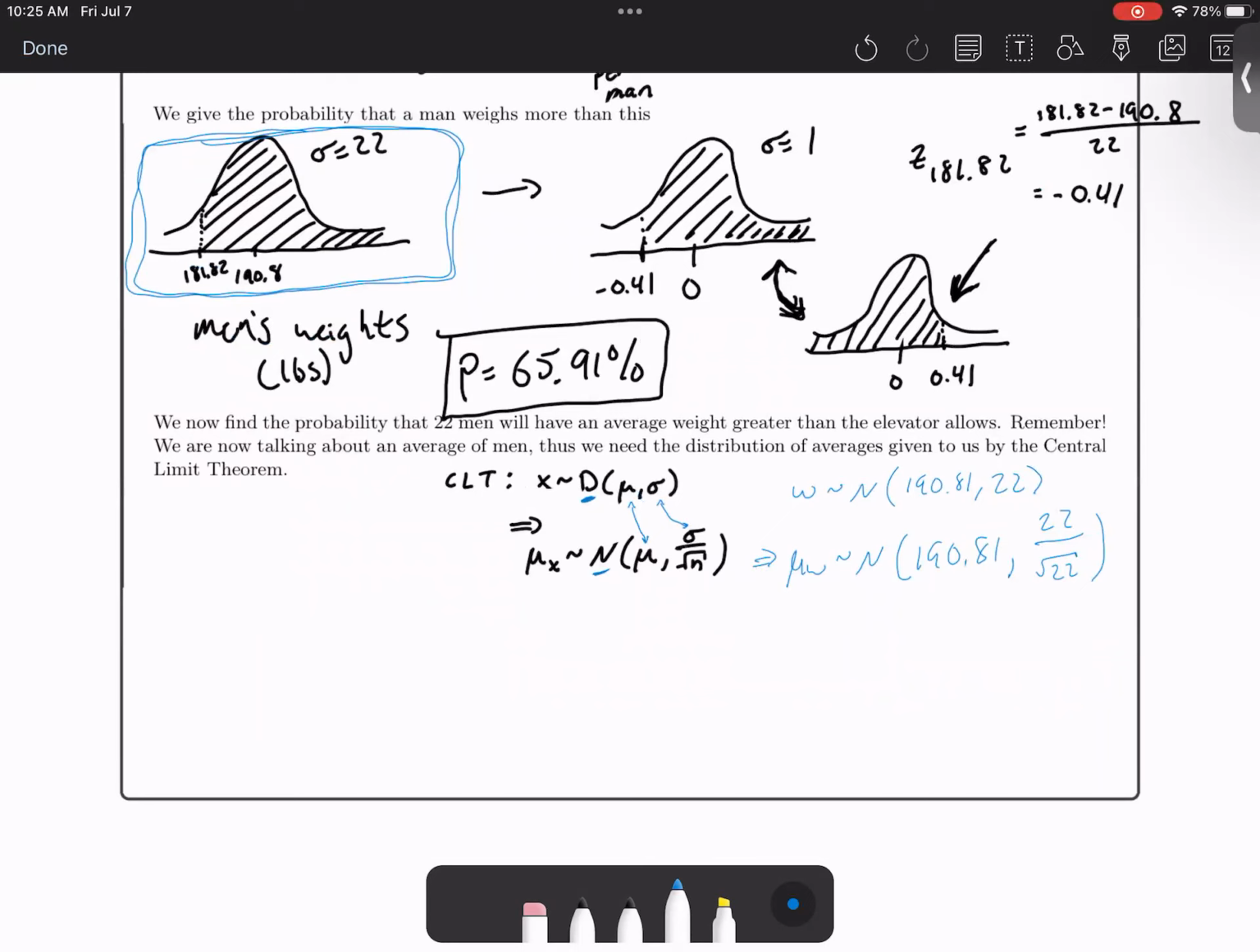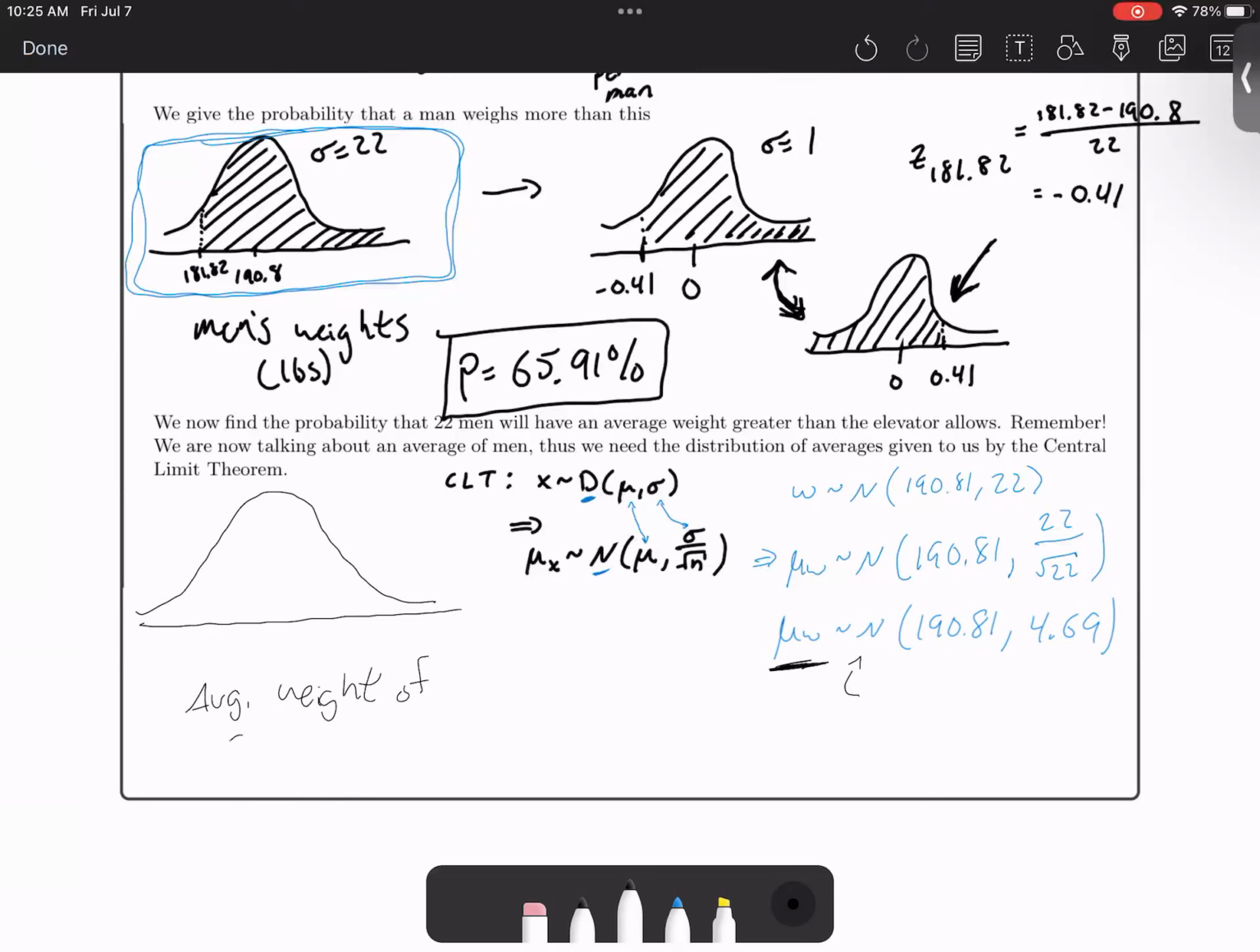So when we go through this, we see that the average weight of men is normally distributed with the same average as the original distribution, and now the standard deviation of the average weight of men is 4.69 after some rounding. Okay, so now that we know the average and the standard deviation, we can draw a picture. It's still normally distributed. And this is the distribution for the average weight of men. In fact, it's the average weight of 22 men.